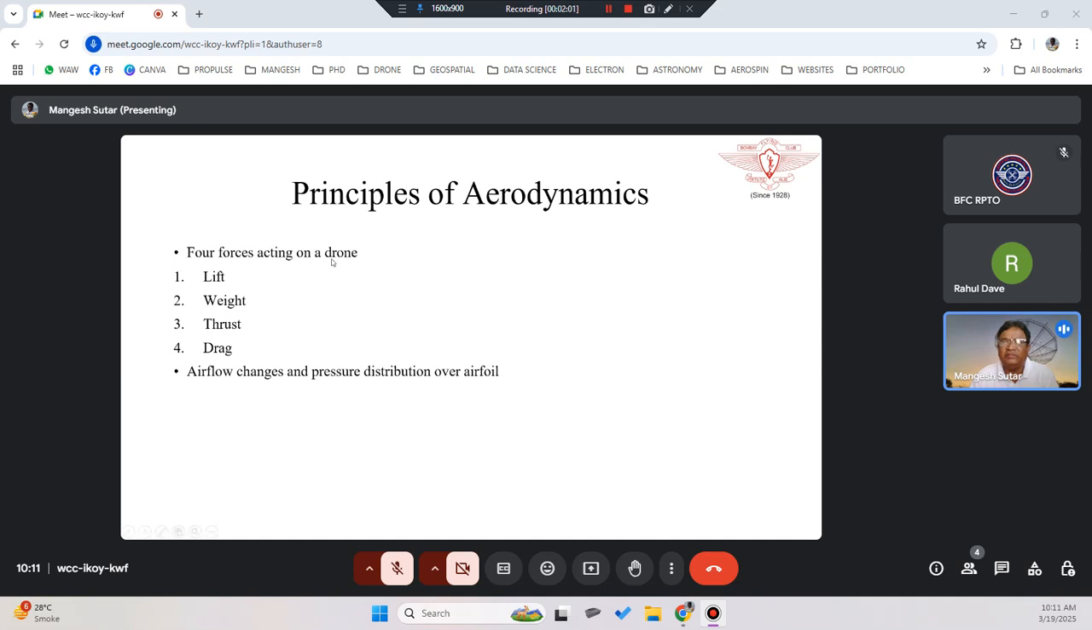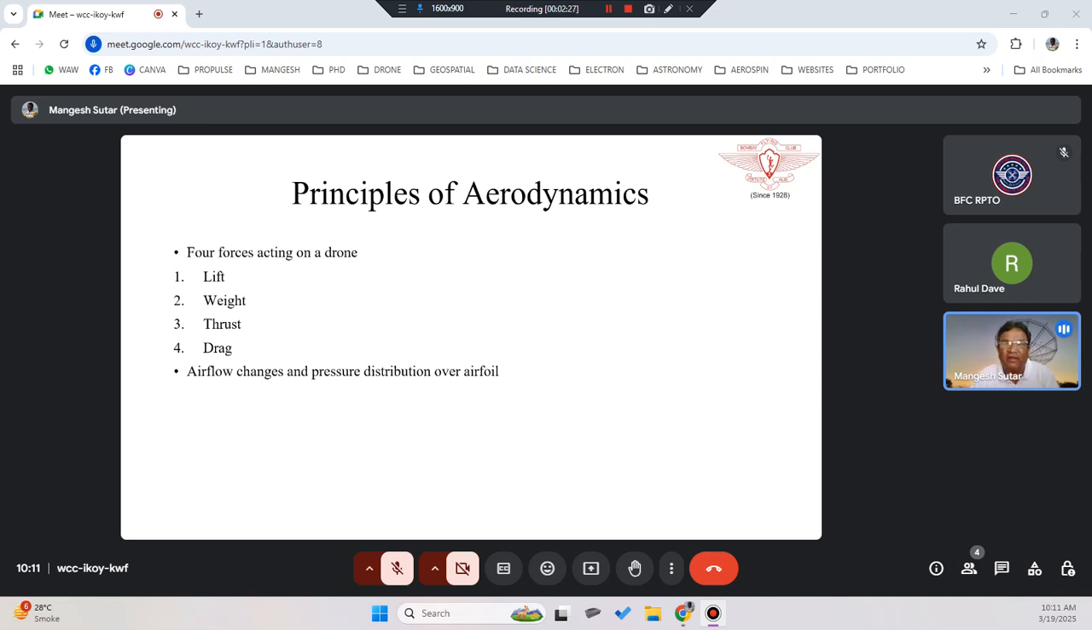The four forces acting on the drone. As we know, lift is generated because of the difference in pressure. Airflow changes and pressure differences over the airfoil will cause the lift. Weight is basically the weight of the drone, whatever weight it has, and gravity will act on it and try to pull the drone back to the ground.